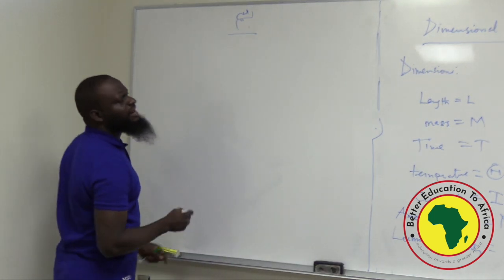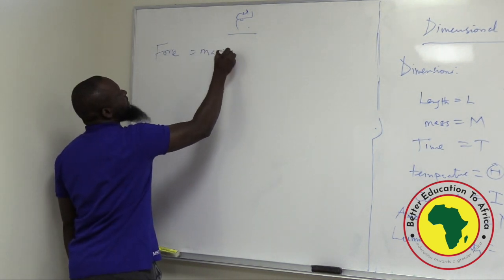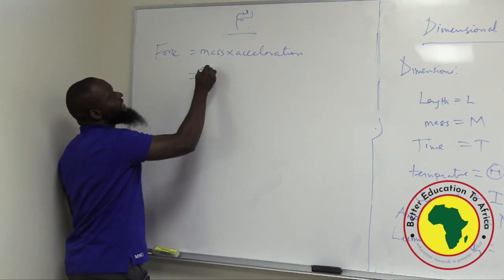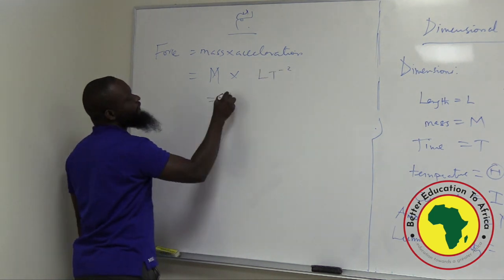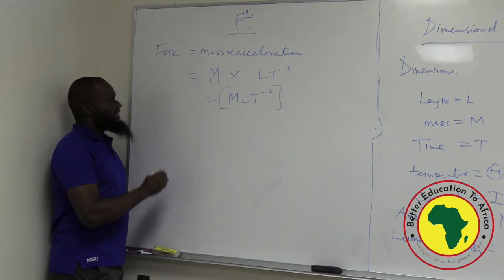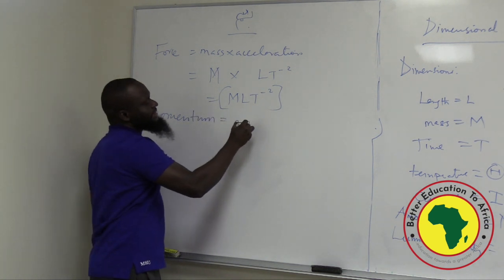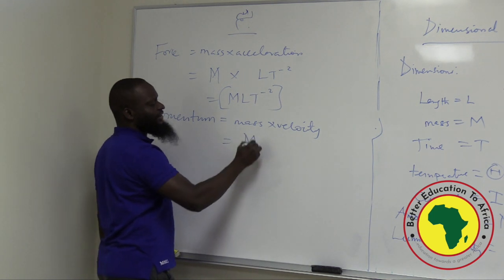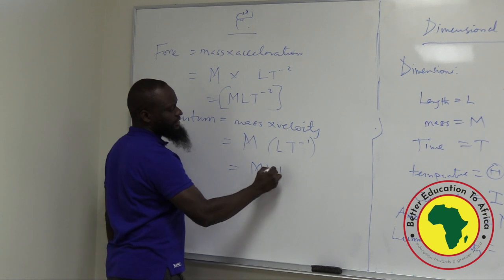Dimensions, speed, acceleration. Let's look at dimensions for force. Mass times acceleration. Mass is capital M, and we just got the dimensions for acceleration to be L T to the minus 2. So force is just M L T to the minus 2. Simple. Let's look at momentum. What is momentum? It's mass times velocity. Mass has dimension M, velocity we just got L T to the minus 1. So momentum is M L T to the minus 1.